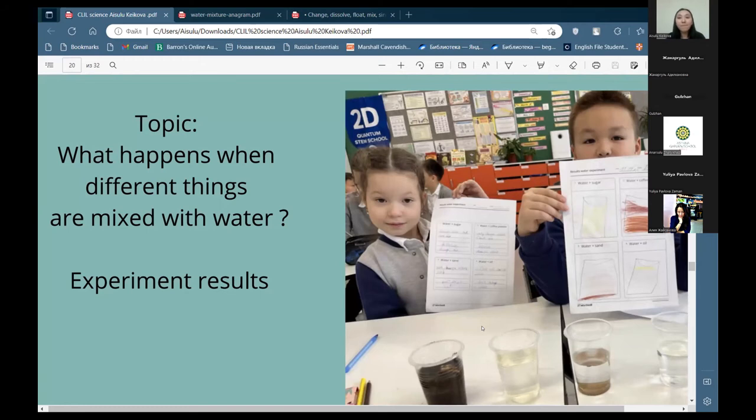And what do you think? Should the science lesson be an optional lesson in primary school? Well, as far as I remember, we already have this subject. It's called естествознание or something like that. Yeah, right.